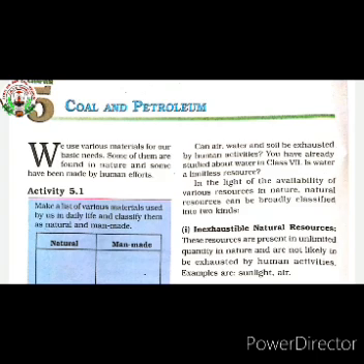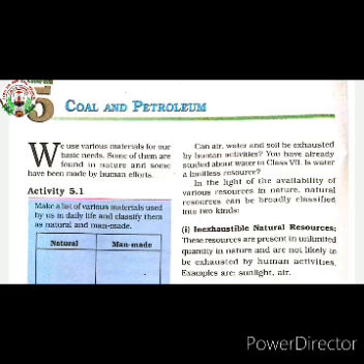What is coal and petroleum? Coal and petroleum are fossil fuels. What is a fossil fuel? Fossil fuels are produced by the decomposition of dead plants and animals which are buried under the earth. That is called a fossil fuel. Fossil fuels are obtained from the dead, decaying plants and animals. So coal and petroleum are obtained from the dead and decaying plants and animals. So these two are the fossil fuels.